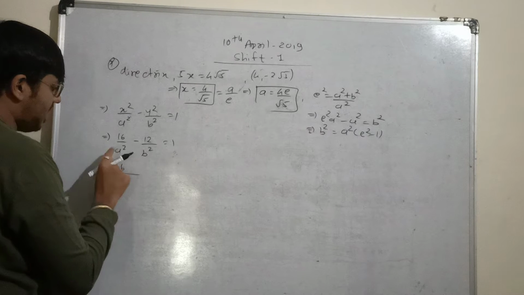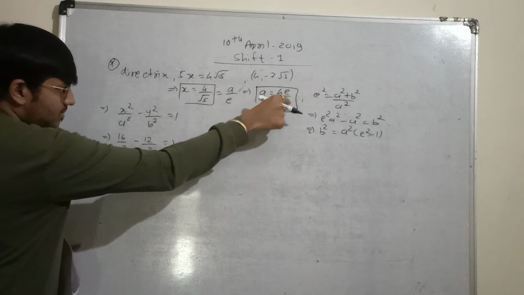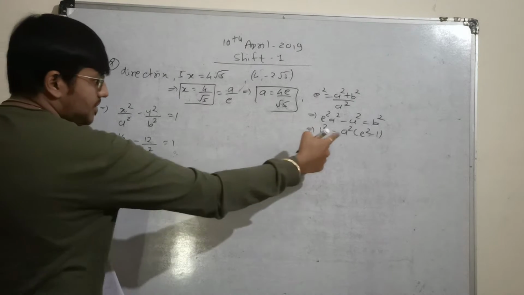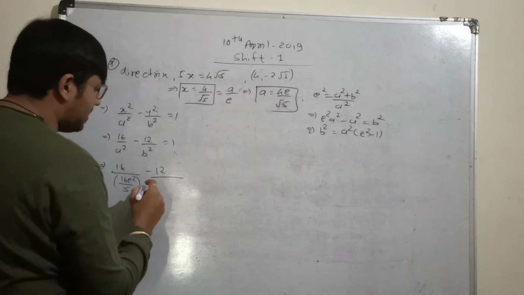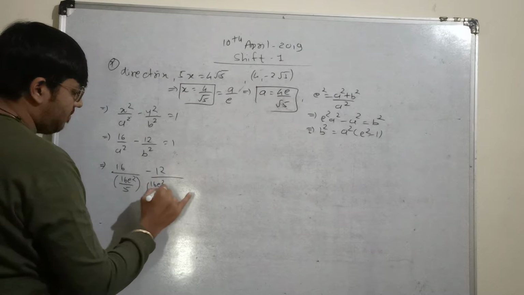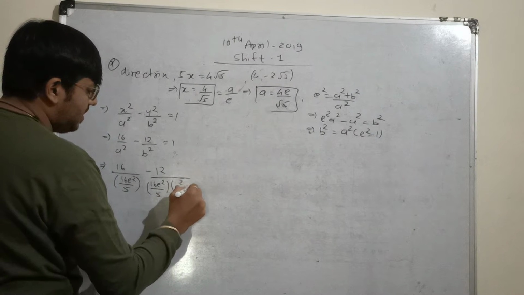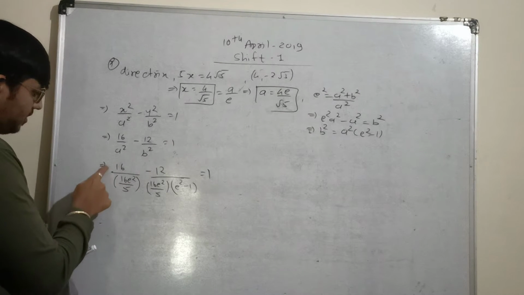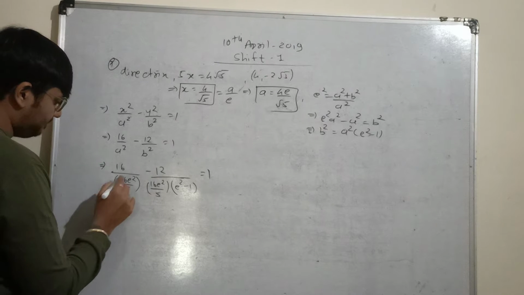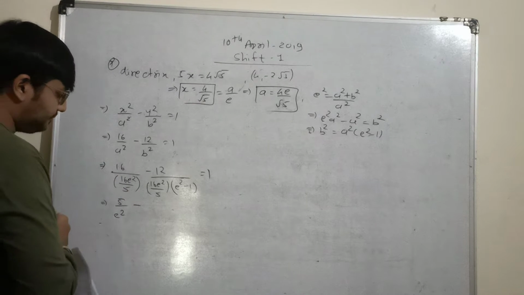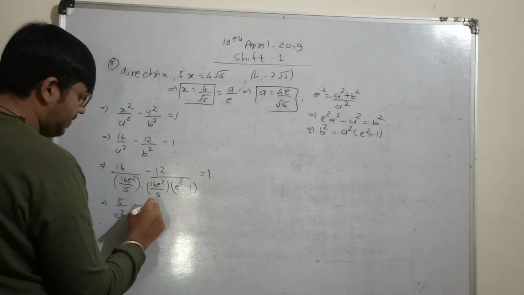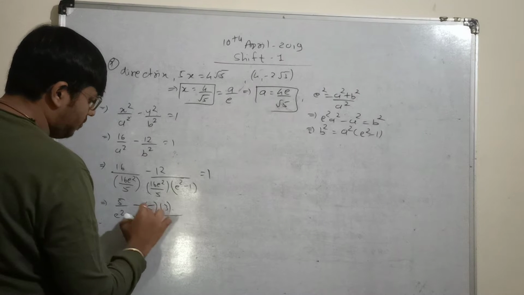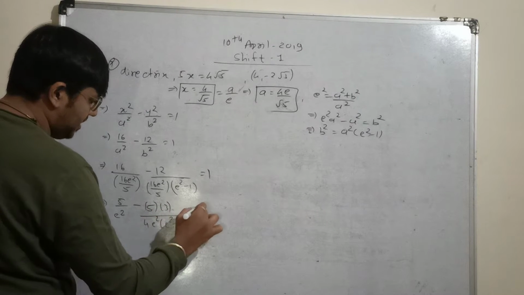So let's put this value in, and a has value. So it will be 16 by a square. A square will be 4e by root 5 whole square, that is 16 e square by 5, minus 12 by b square. B square has answer a square, a square has again answer 16 e square upon 5 into e square minus 1, which equals 1. So now let's just solve this equation. So first of all, 16 cancels, so it will be 5 by e square, minus 5 into 12 by 16, that is 3 upon 4 e square minus 1 equals 1.